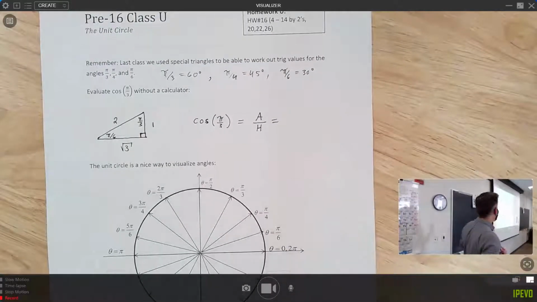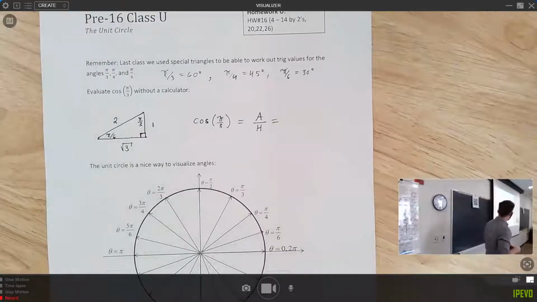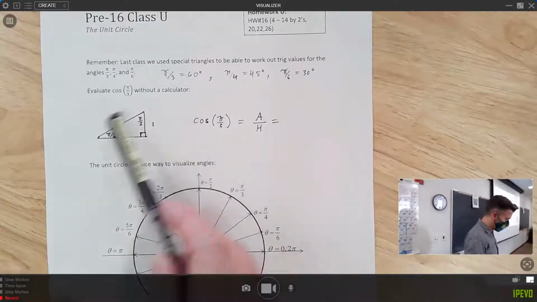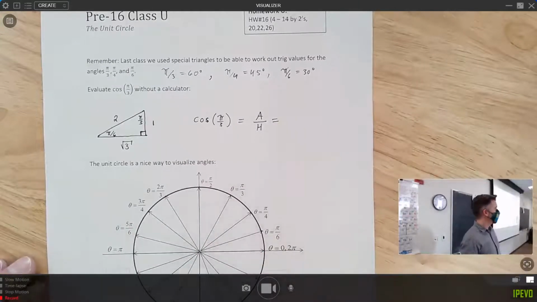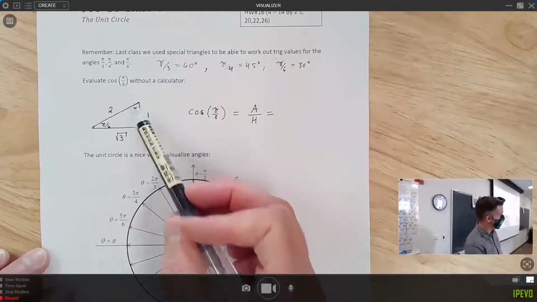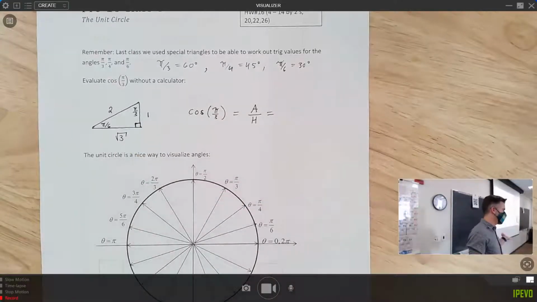So just as a reminder, how we evaluate sine, cosine, tangent. If we want to find cosine of pi over 3 without a calculator, I would use this special triangle. This is the 30, 60, 90 triangle, or the pi over 6, pi over 3, pi over 2 triangle. We never say that, right? You say 30, 60, 90. But I like to write it with the radian measures.